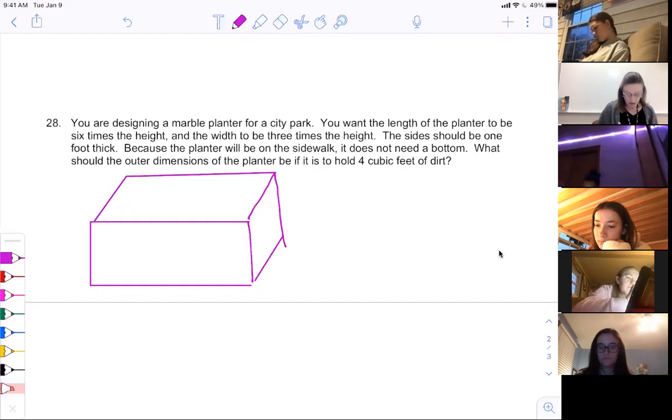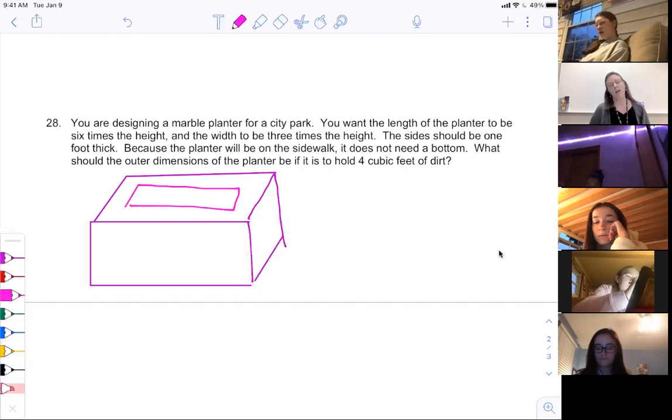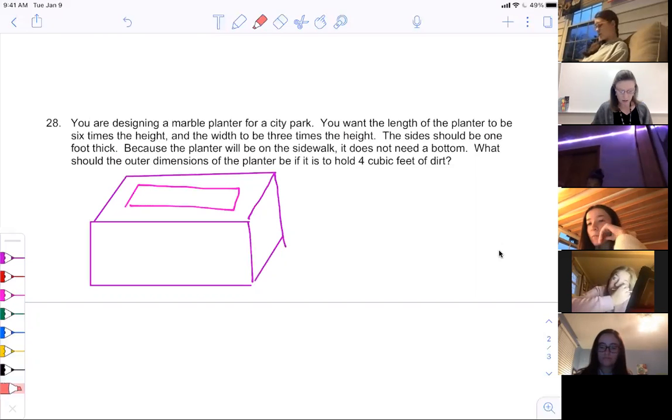And the planter is going to have a space in the center of it for us to put dirt and flowers. I mean, that would be the goal. So a space in the center for us to put dirt and flowers. So inside here is going to be our wonderful flower display.